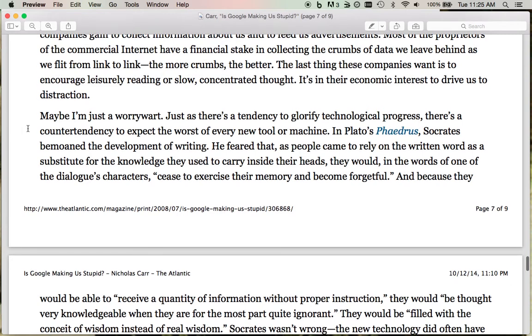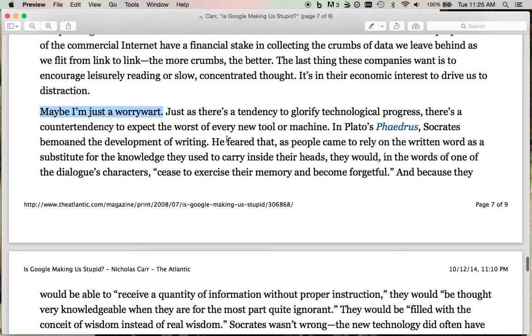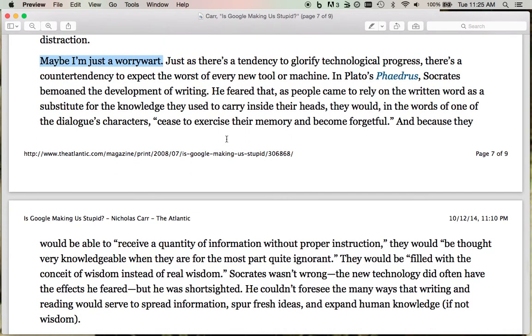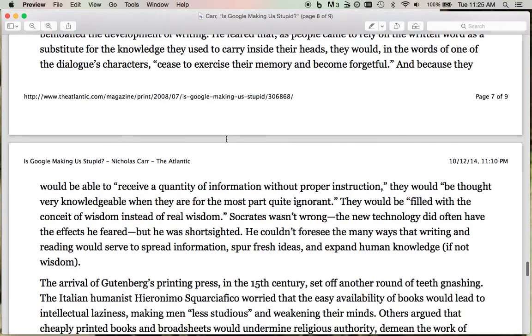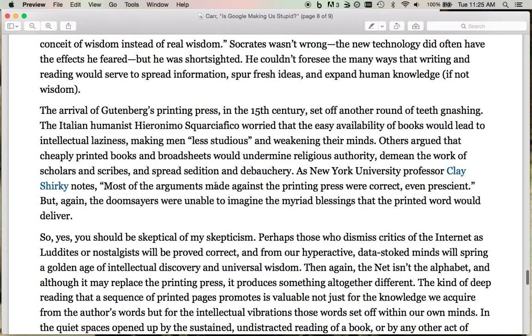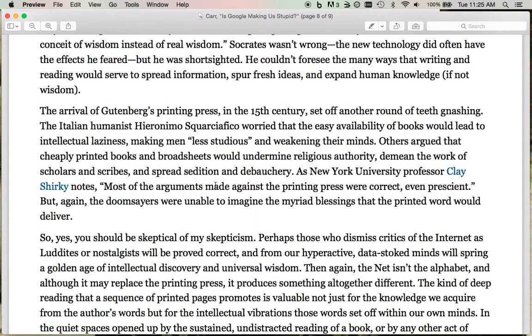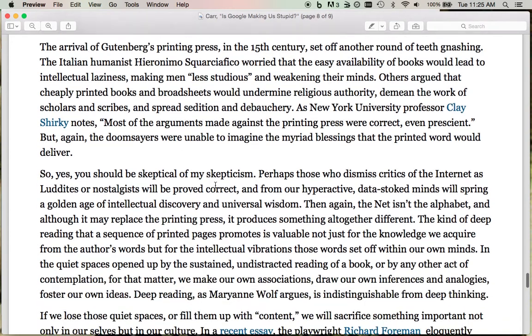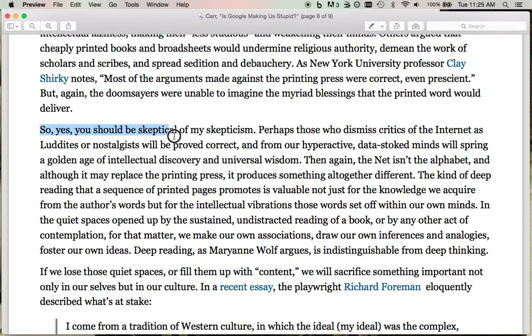He also signals down here a possible counter-argument. Maybe he's just a worrywart. He acknowledges that there is a long history of people that have been paranoid and suspicious of technology, even back to Plato and the development of writing. Also, the arrival of the printing press brought up the same sorts of worries in people. And the implication here is that these things didn't end up being the downfall of our civilization. They, of course, have done amazing things to help our civilization move forward. So he says, yes, you should be skeptical of my skepticism.